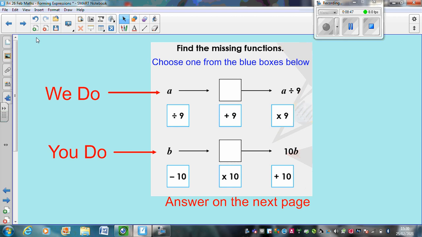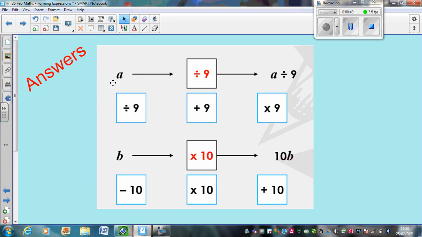So here's your answers. A divided by 9 is A divided by 9. Simple, isn't it? B multiplied by 10 is 10B. Not B10, 10B. 10 lots of B.